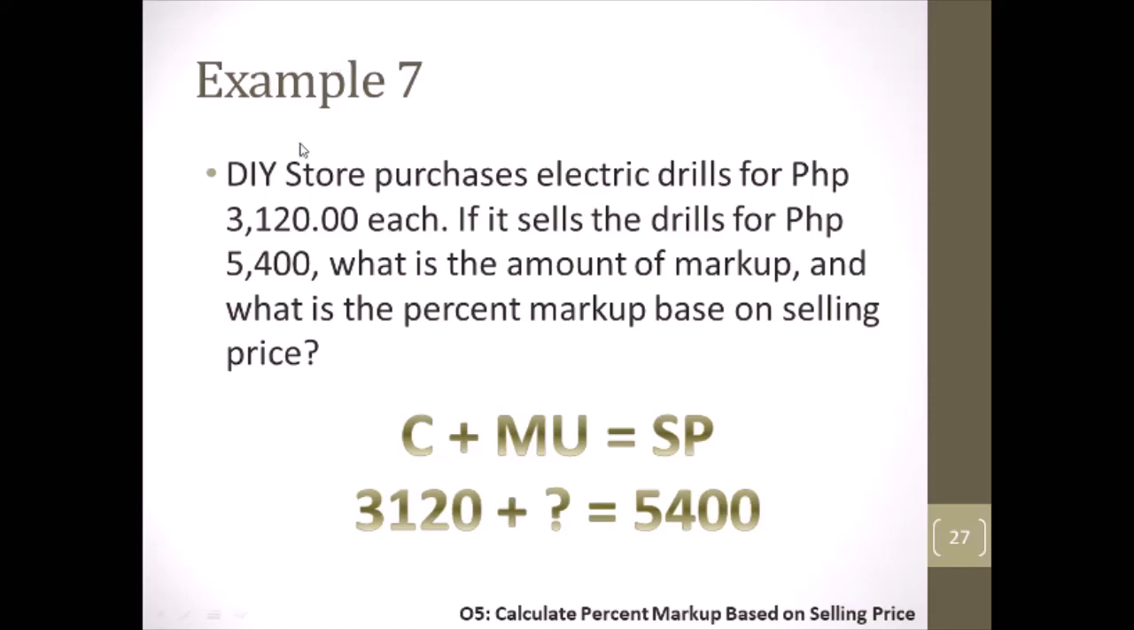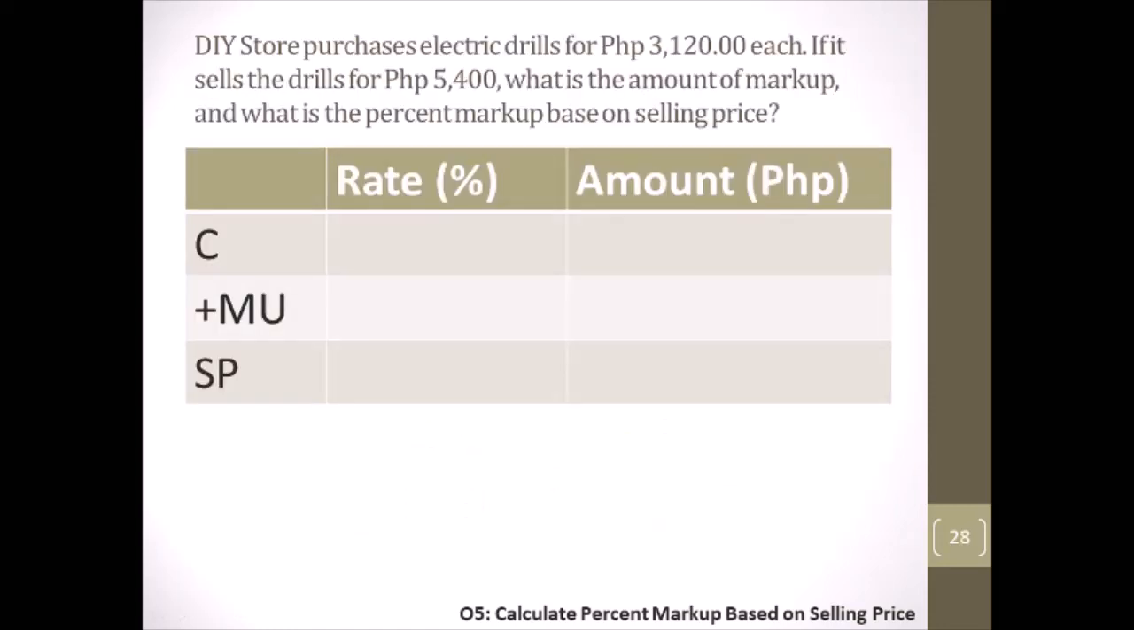So a DIY store purchases electric drills for 3,120 each. If it sells the drills for 5,400 pesos, what is the amount of markup and the percent markup based on selling price? So using the equation, what should be added to 3,120, the cost, to get the selling price of 5,400? So let's fill in the table.